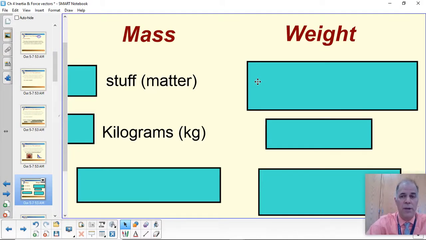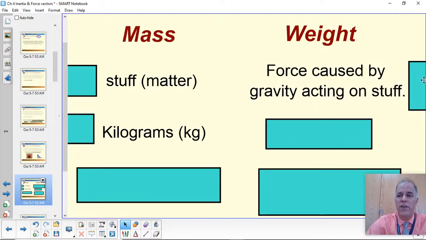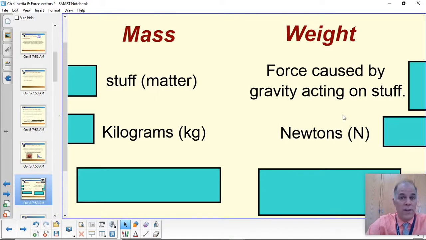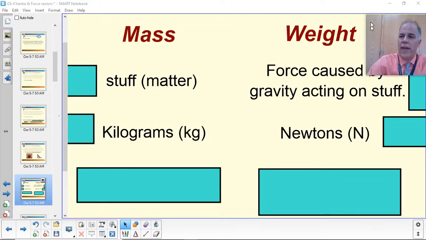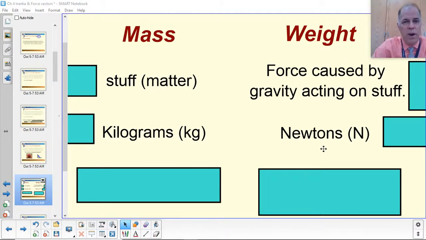And the reason that my muscles get tired is because gravity is pulling on that bowling ball, and it's pulling it down toward the ground. And that force of gravity acting on the bowling ball, that is the ball's weight. So the unit of weight is a force caused by gravity. The units are newtons, which you may recognize as the units of force, push or pull.